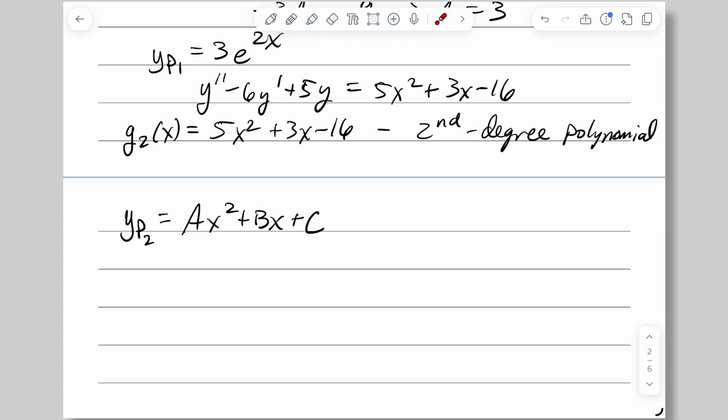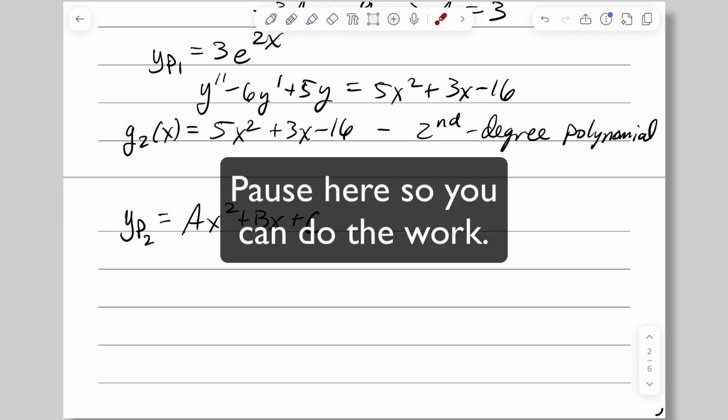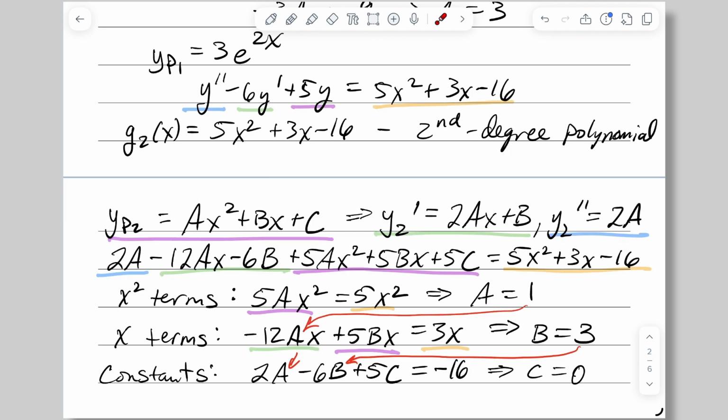Now, what I'd like you to do is what I just did. Take this form of solution, ax squared plus bx plus c, plug it into this differential equation, y double prime minus 6y prime plus 5y equals 5x squared plus 3x minus 16, and see what you can get for the values of a, b, and c. I'll talk you through what I've got.